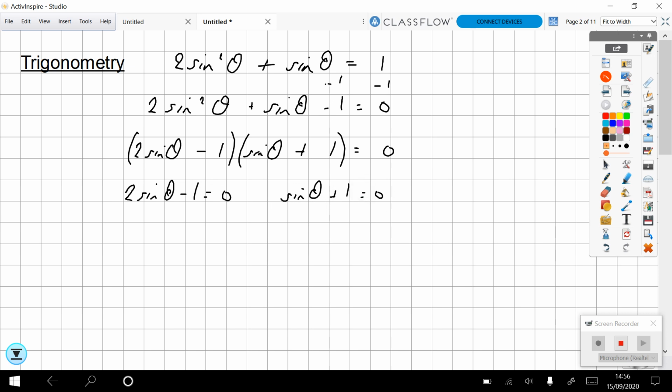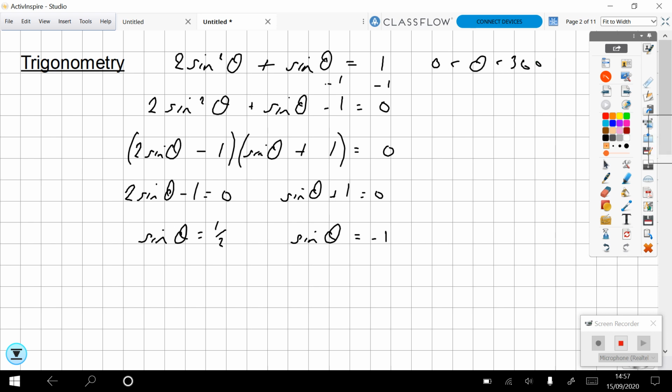Add 1 to each side and divide through by 2 gives me sine of theta equals a half. Take 1 off each side gives me sine theta equals negative 1. At the beginning of this, I should have provided a range of values to work between, so I think we'll say between 0 and 360. And see what we've got next.